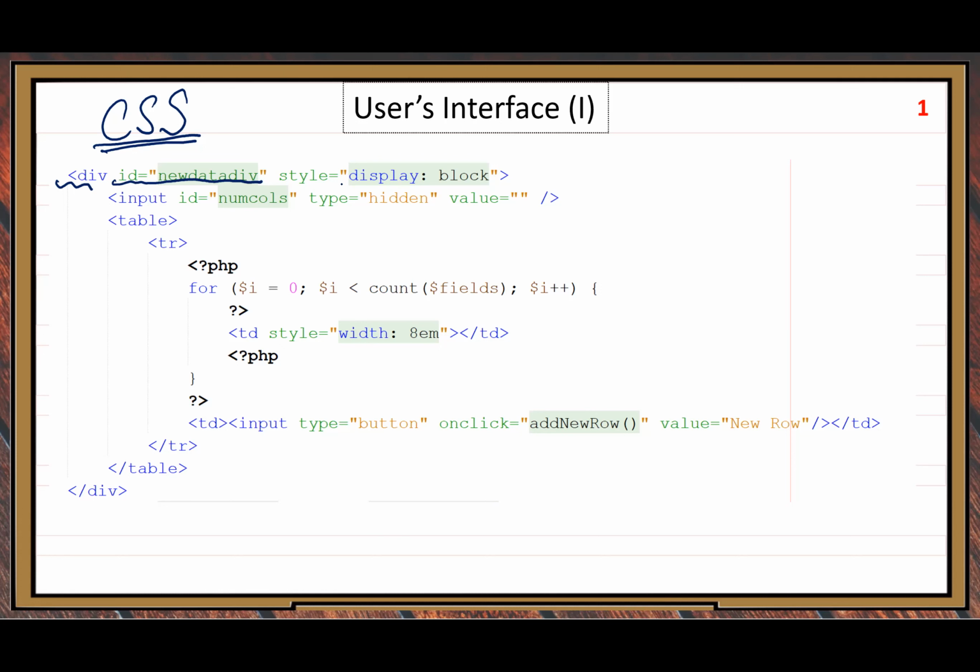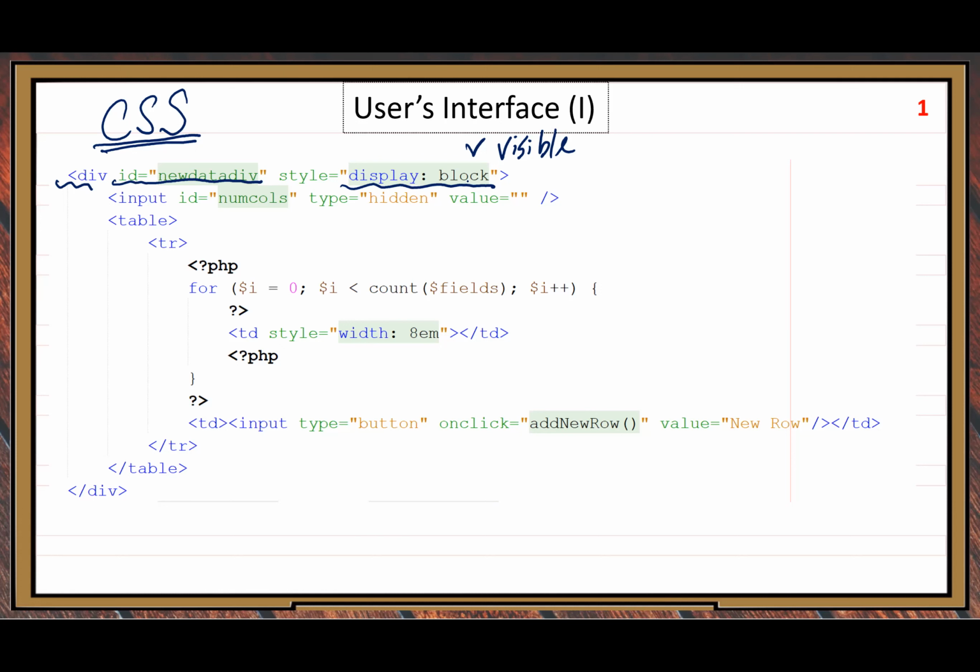Then the style display property, the value is block. Display block means you can see this component. When the display value is block, it is visible, all right? So that's why you recall the new row button, you can see it, right? Look at that, you can see it. You click it, and you can see that. Because it's visible at the beginning.